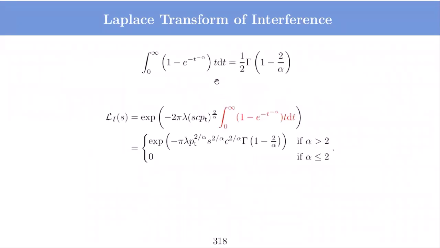Okay, so if I put this term back into the original expression of the Laplace transform, I get this one. So what I get is, if alpha is more than 2, the Laplace transform is exponential minus lambda p t, 2 by alpha, s 2 by alpha, c 2 by alpha, gamma of 1 minus 2 by alpha. And if alpha is less than 2, then this is just 0, which means the Laplace transform does not exist.